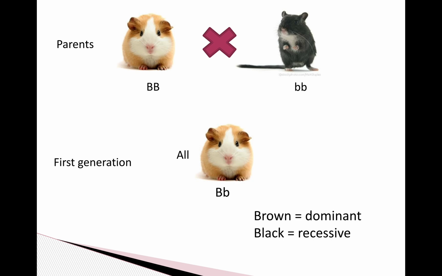So, the parent on the left was big B, big B, the parent on the right was small b, small b. Each parent gives half their DNA. So the blonde mouse has to give a capital B, the black mouse has to give a small b. So all the F1 end up being big B, small b, but they all look blonde, or brown in this example, because they have that capital letter.